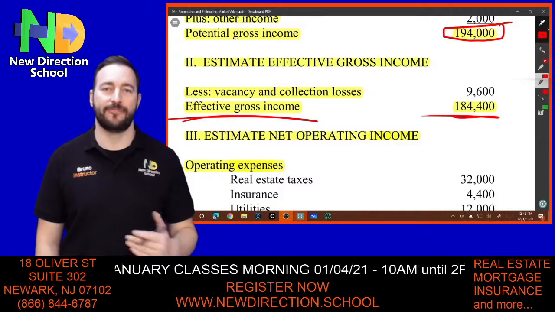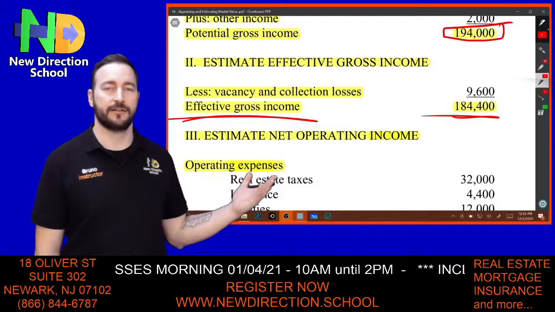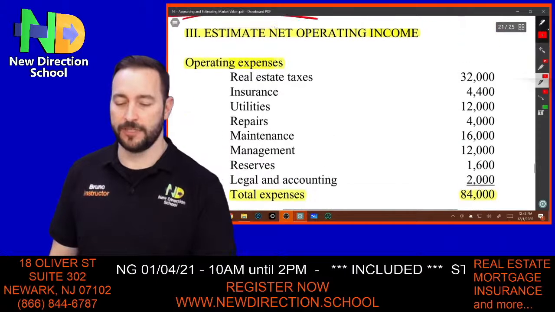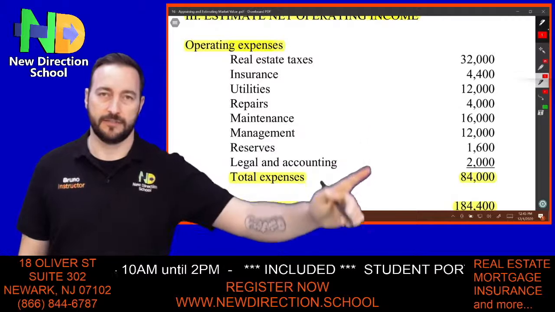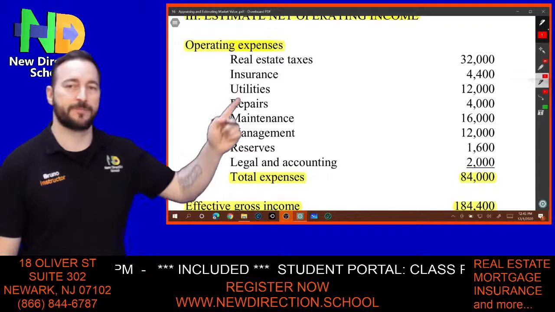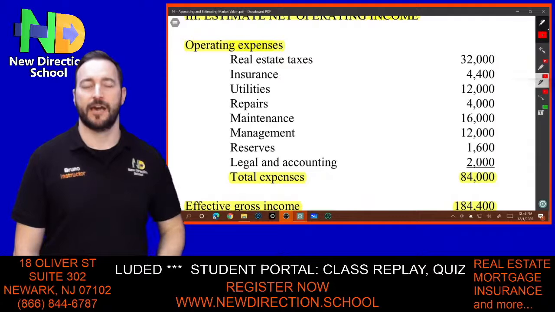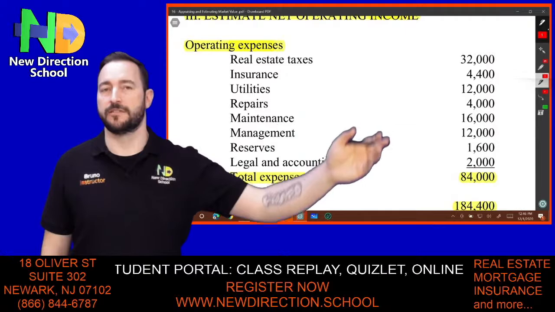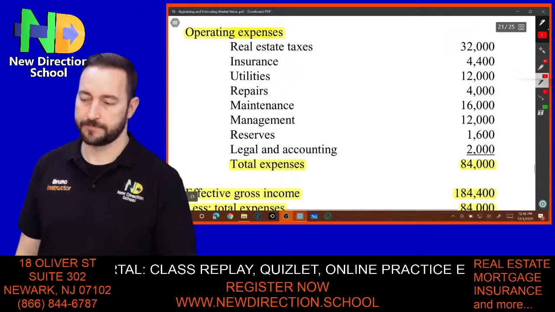Once you reach the EGI, effective gross income, which is what we can expect to bring every year, now we're going to look at the constant operating expenses. We're going to look at the stuff that we have to deal with. By the way, state exam, they'll give you this value. They will not give you all this. They'll tell you $84,000. But look at the expenses. It's taxes, insurance, utilities, repairs, maintenance, management, reserves, and accounting and legal stuff. So an attorney, right? So these are all the expenses that cost the operations of the business.